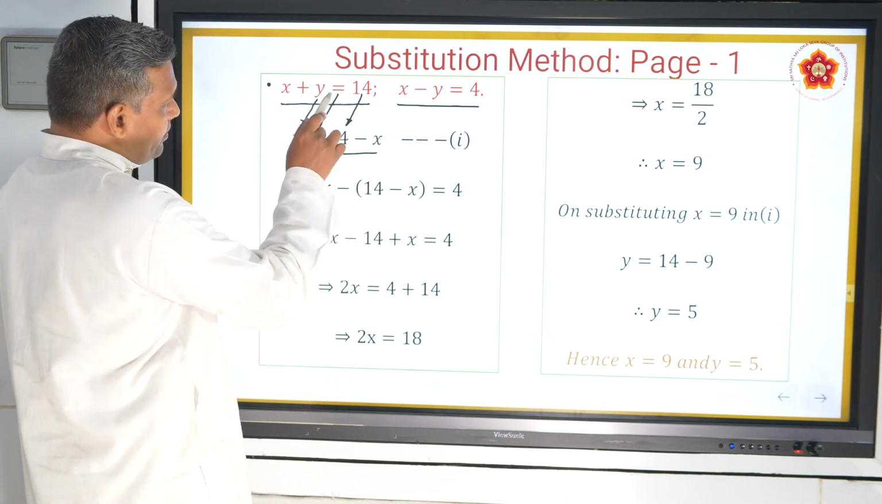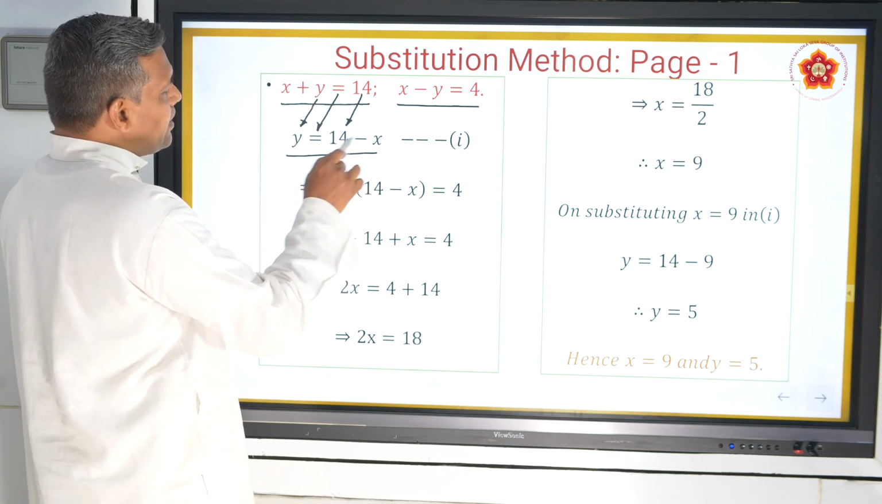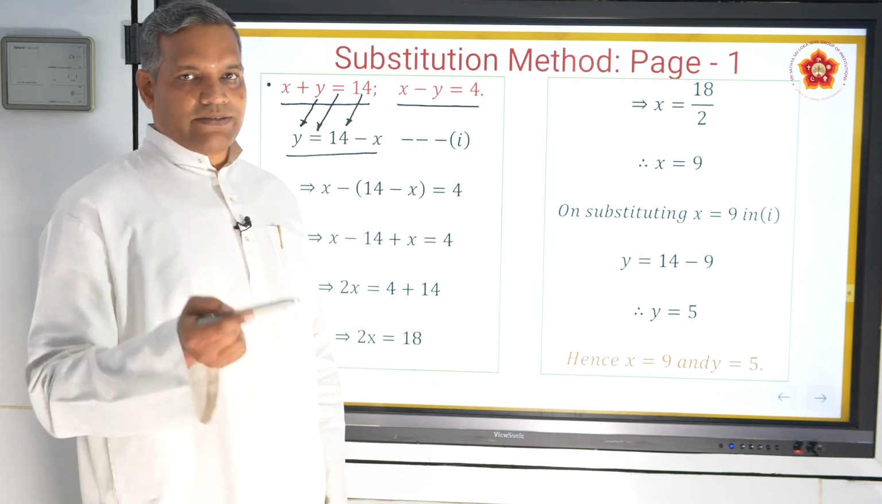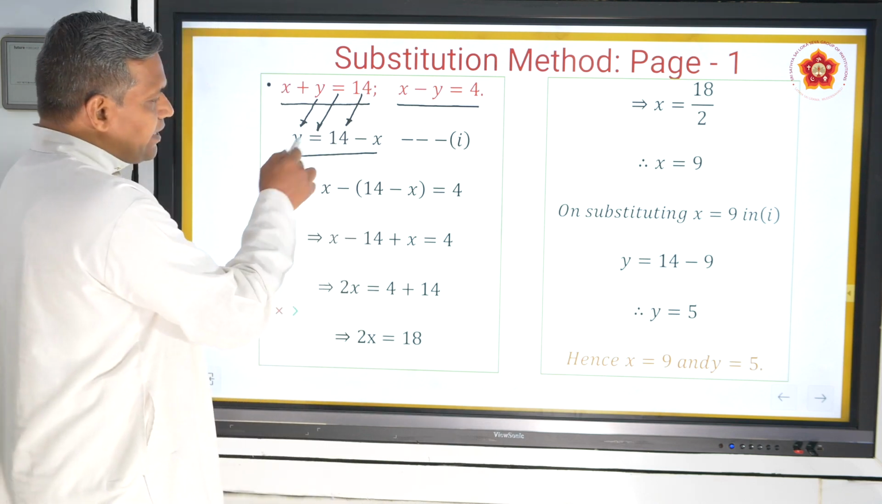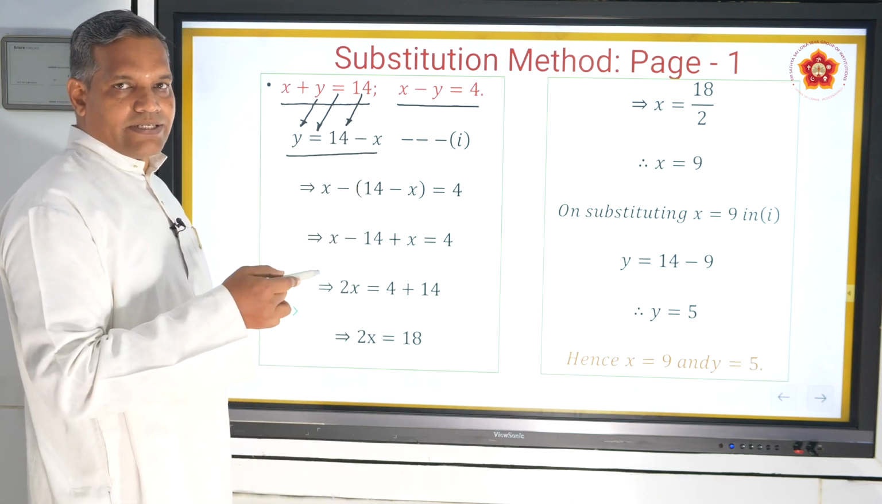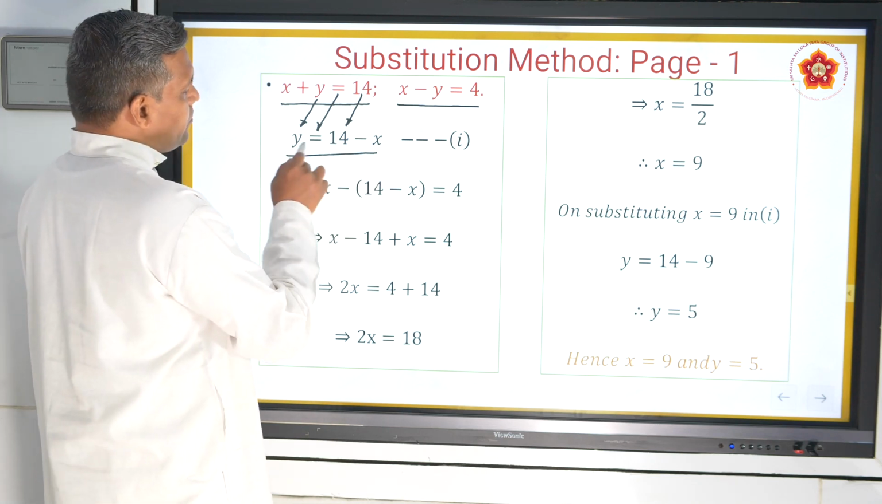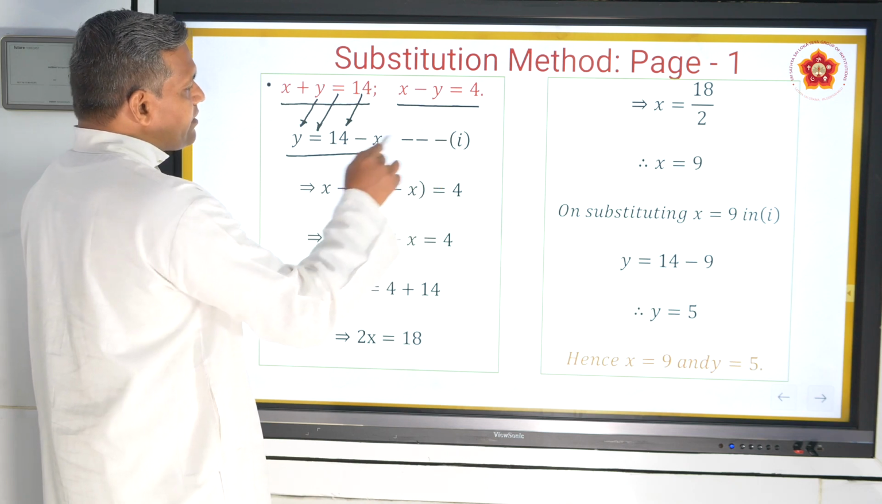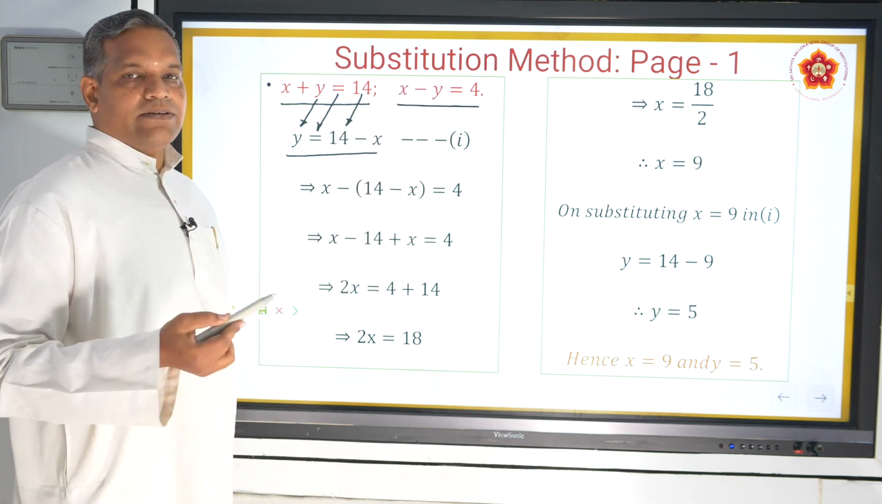So y is equal to 14 minus x. Now I call this y in terms of x. That is, y I am calculating in terms of x. Are you understanding? So now I got y in terms of x, that is y is equal to 14 minus x. This is the equation which I substitute in the other equation to find my solution.